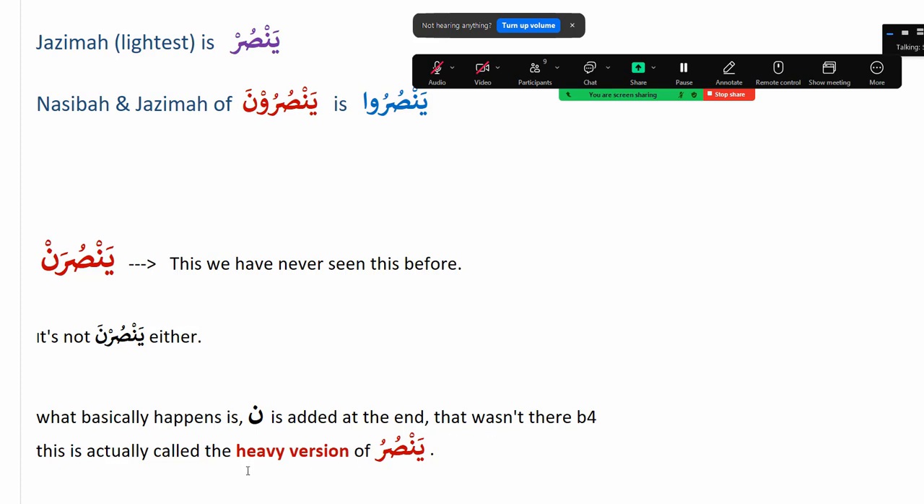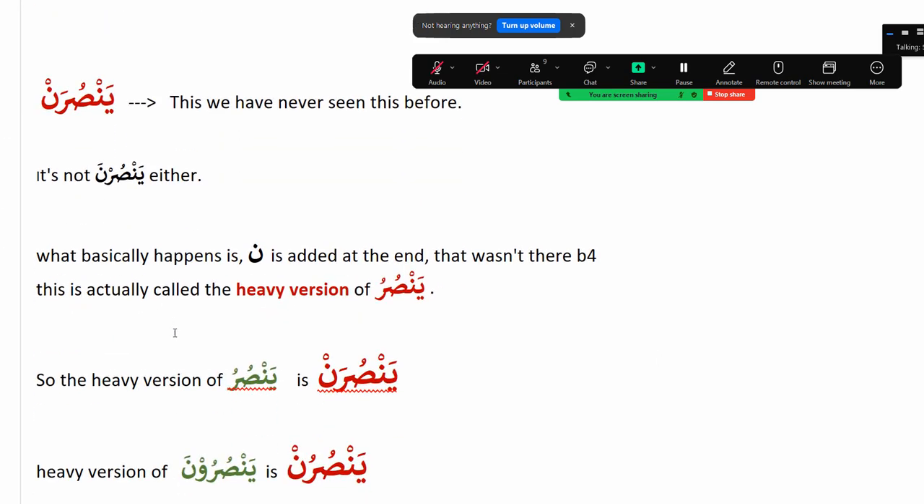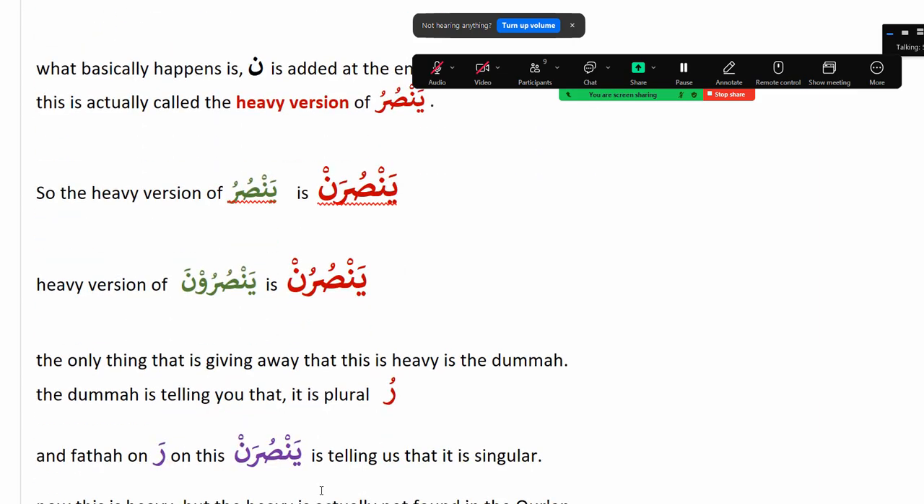This is actually called the heavy version of yansuru. Okay, so yansuru was there. If you add the noon of emphasis, it becomes yansuran. So the heavy version of yansuru is yansuran. The heavy version of yansuruna is yansurun. Okay. The only thing that is giving away that this is heavy is the dhamma, right?